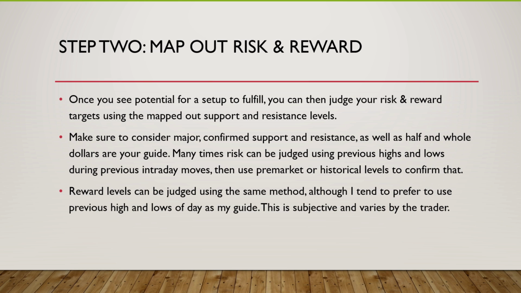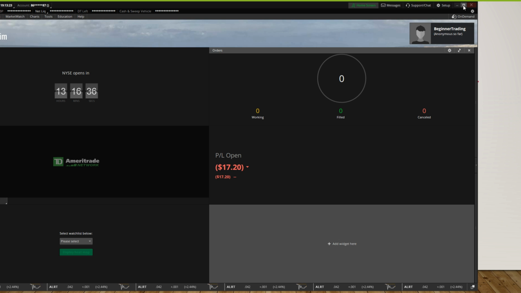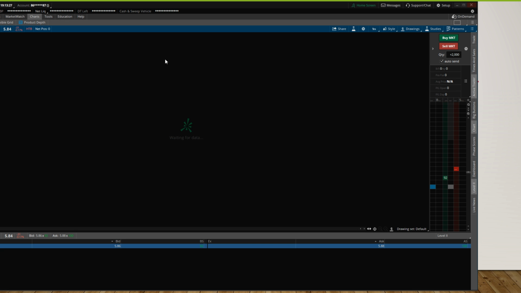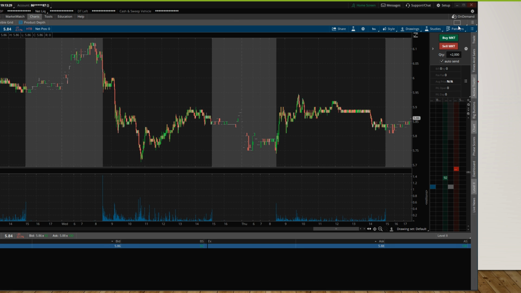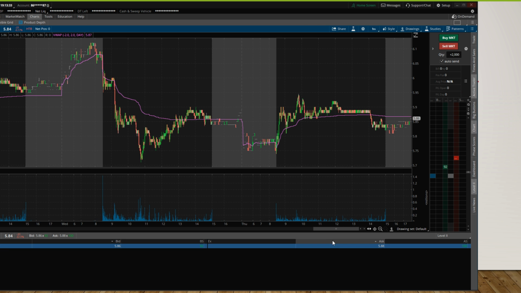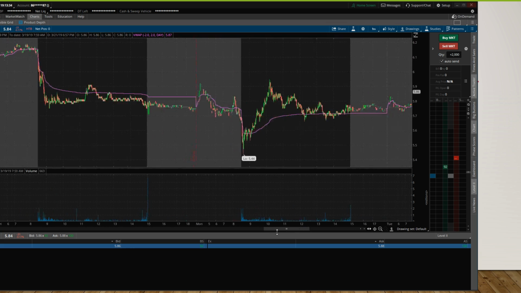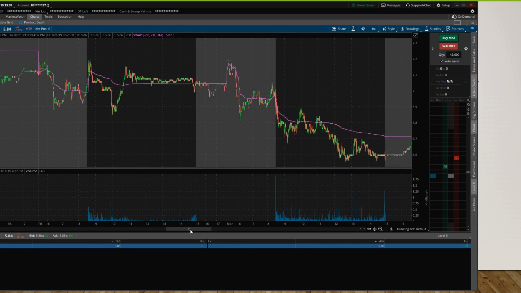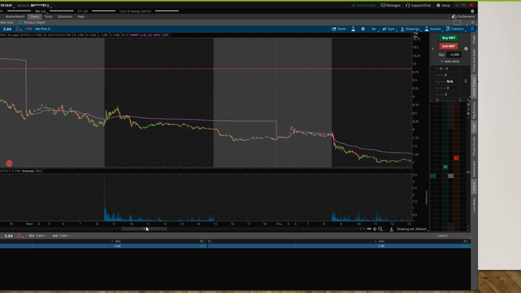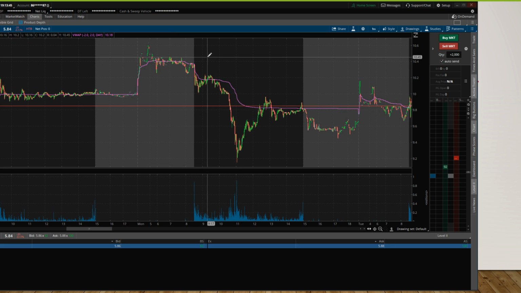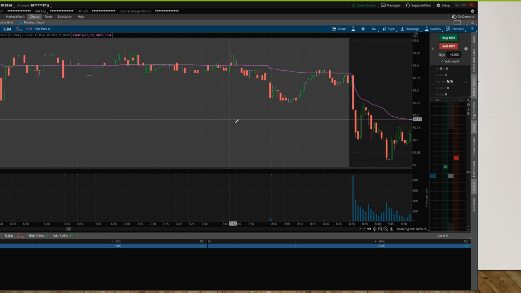let me see if I can just find a VWAP fade really quick. Let's see if I could just find a VWAP fade. Just for this example, NIO doesn't really fade. It hasn't been fading very well lately. Okay, here's one. Okay, so even before, when this stock, here's a VWAP fade right here.